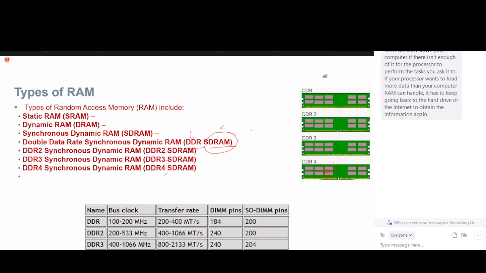I'm just reading the text message. Ma'am, is this correct? RAM can slow down your computer if there is not enough of it. Yes. Yes, correct.